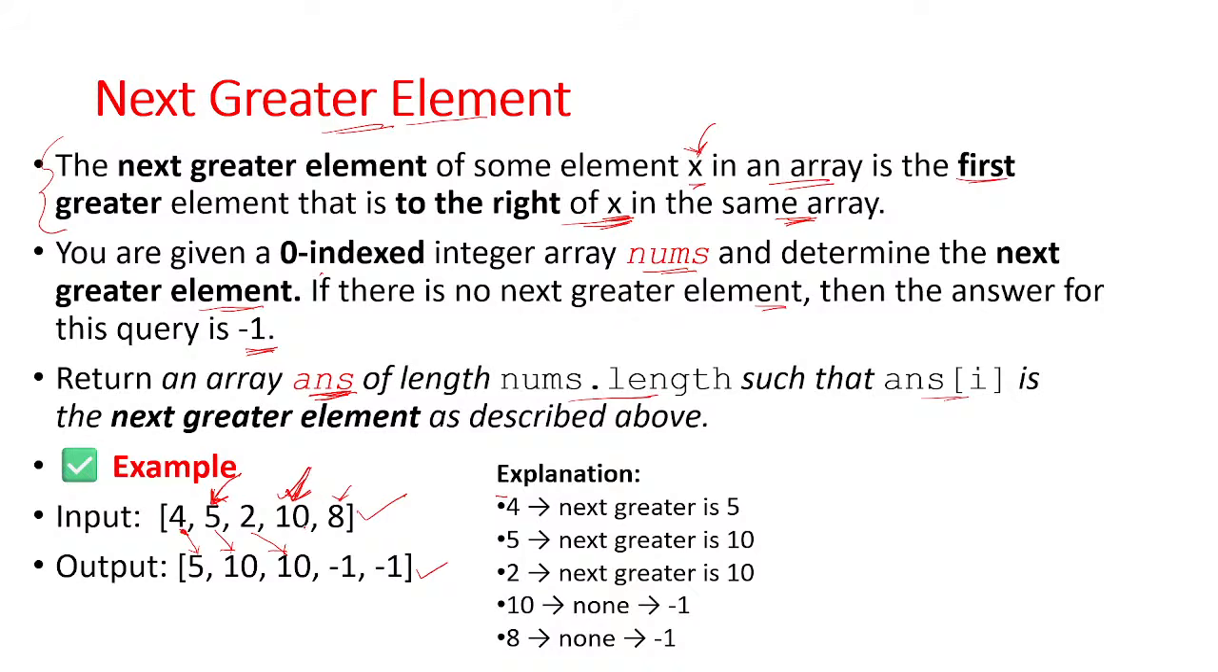For 10, after 10 there is no greater element, so you need to store -1. Similarly for 8, on the right side you don't have any greater element, so you need to store -1. None are occurring for 10 and 8, so you need to store -1. And this new array you should return.